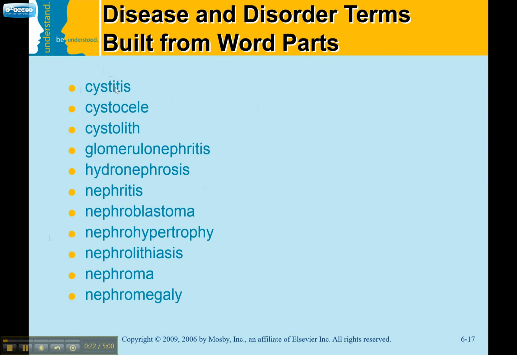Like in this case, cystitis. My line would go right here between cyst and itis. We know itis means inflammation. From this chapter, we learned what cyst was. So we could put those together. Remember, all of these built from word parts you can do without memorizing anything.